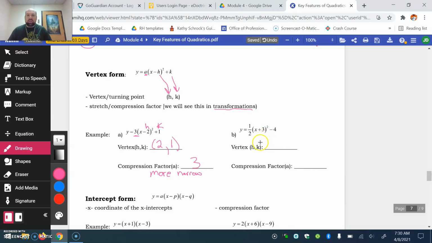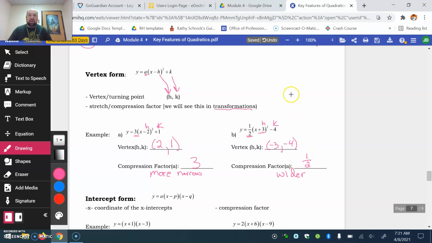So now with our vertex over in this next example, there is not a subtraction sign here. So we've got to take the opposite of that. So it's not 3, it's -3. That's our h. And then same thing with our k, because it should be plus k, but because we have a minus there, it's -4. And our compression factor is a 1/2. Now, what's going to happen when we put a fraction or a decimal as our leading coefficient? It's going to make it wider.